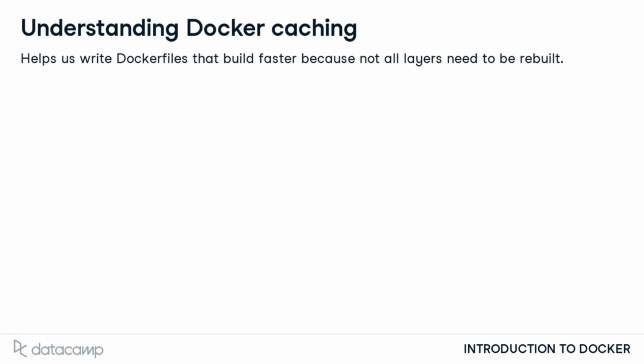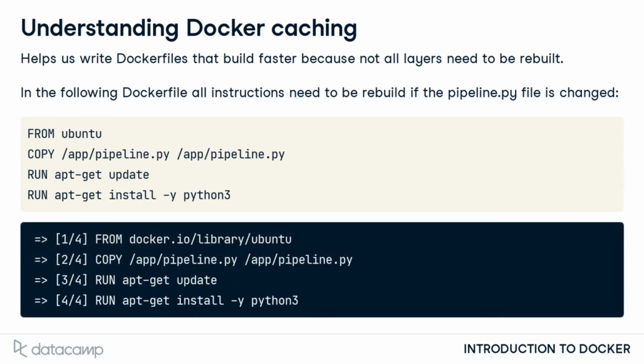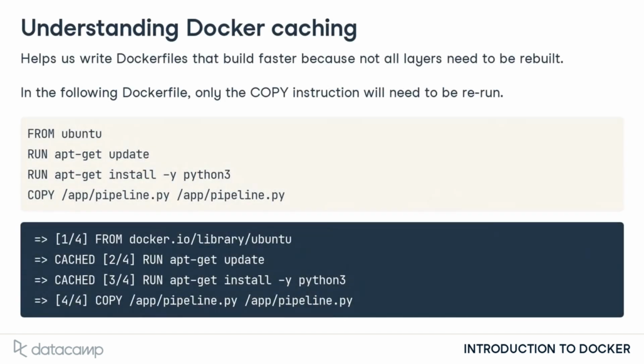Understanding when Docker layers are cached is also important because it will help us write Dockerfiles which we can make changes to without all layers having to be rebuilt. This can be done by ordering the instructions in the Dockerfile from least changing to most changing.